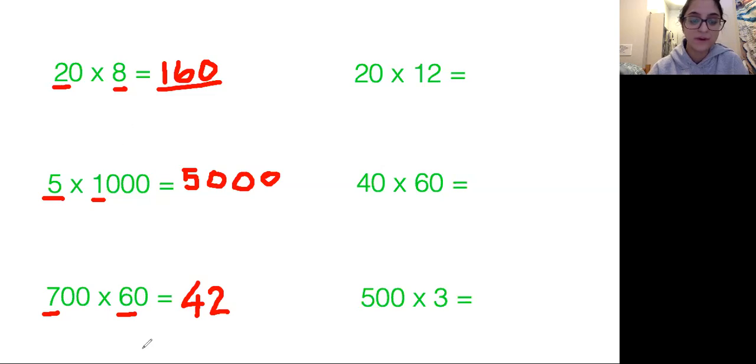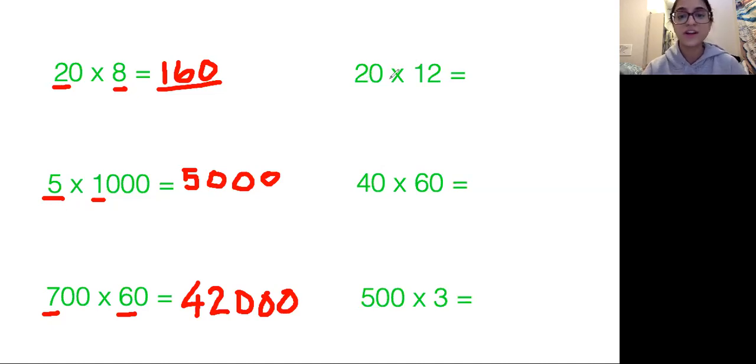Same as before. You have 1 zero, 2 zeros, 3 zeros. So you add 3 zeros. You add all the zeros that you have in your total question, in the main problem. All the zeros you see, you just add them. Here you have 2 zeros in the 700 and 1 zero in the 60, but together you have 3 zeros in your problem. So you add the 3 zeros and your answer is 42,000.